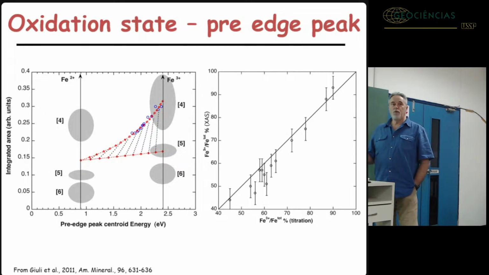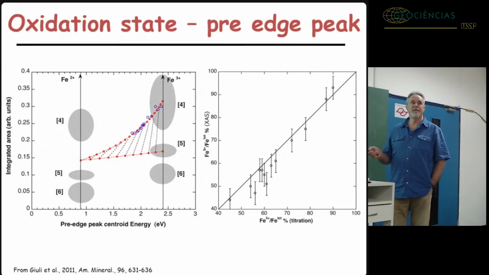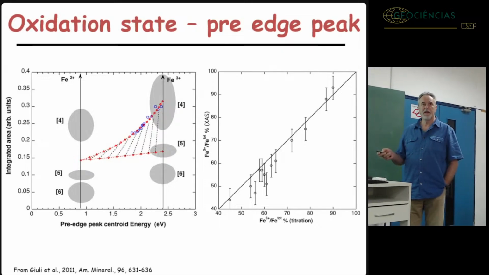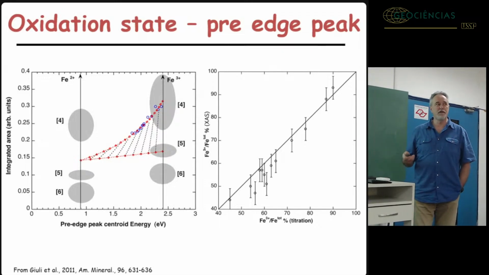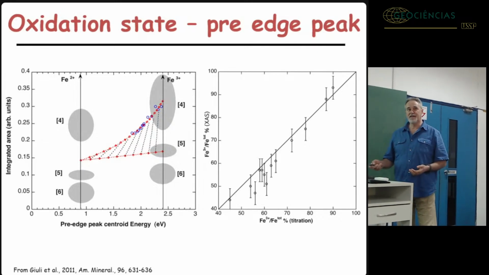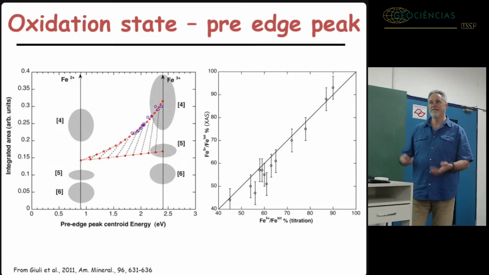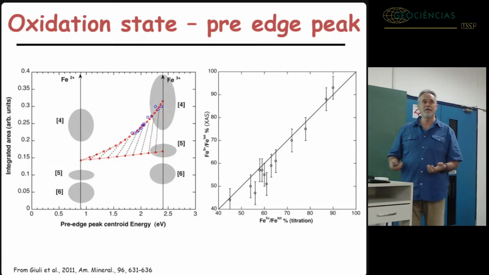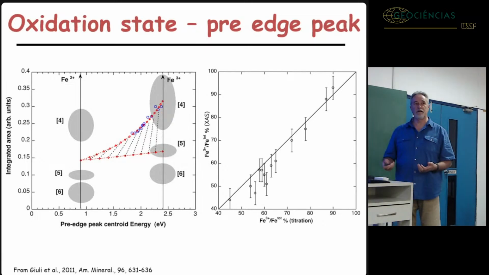How much sample do we need for this kind of experiment? In theory, 1 milligram is enough. And how much iron content do we need? According to the setup of the experiment, according to your patience and your skill, you can go down to a few parts per million of iron.